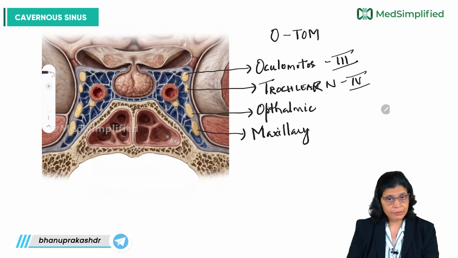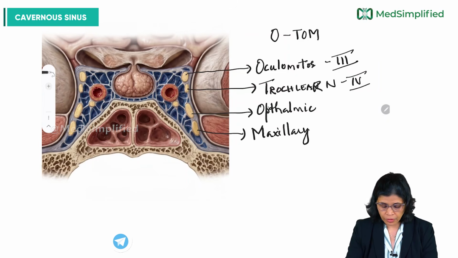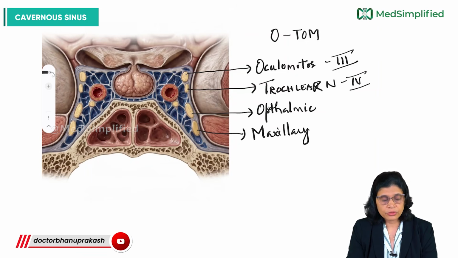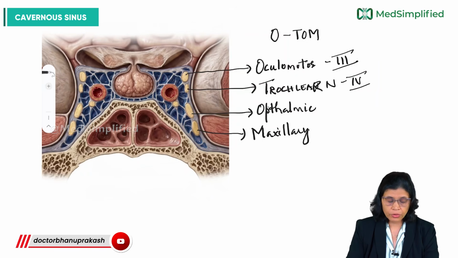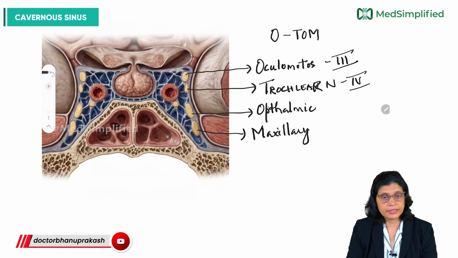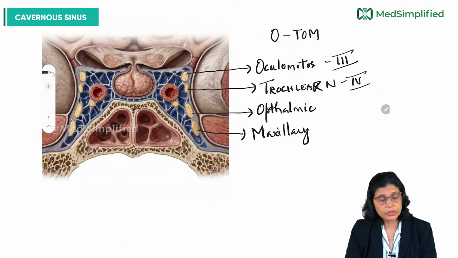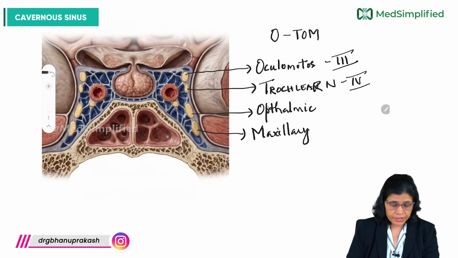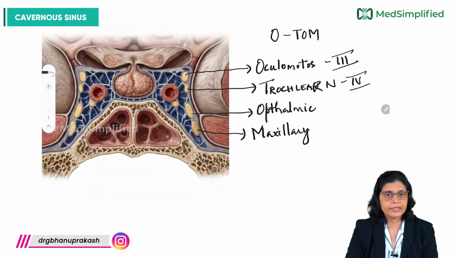Which comes first? The 3rd comes before the trigeminal, because trigeminal is the 5th one. So we have the oculomotor first: oculomotor, trochlear, ophthalmic and maxillary. These are the structures passing through the lateral wall, and they are separated from the venous blood within the sinus by the endothelial lining. So they are outside that endothelial lining of the cavernous sinus.